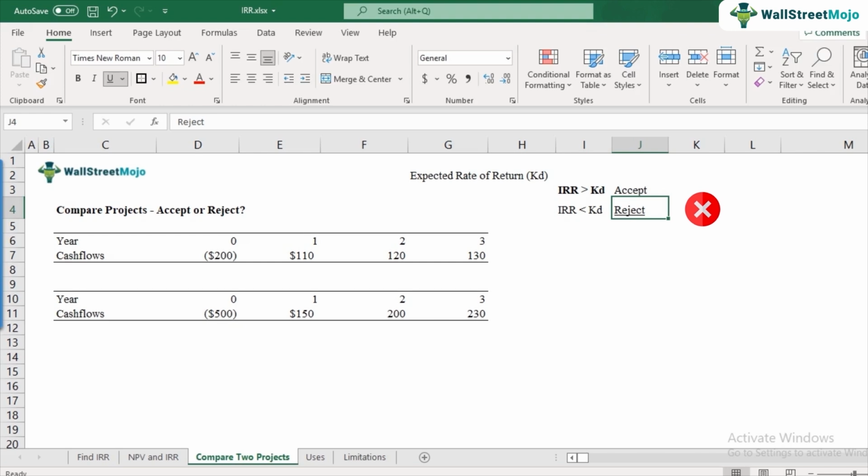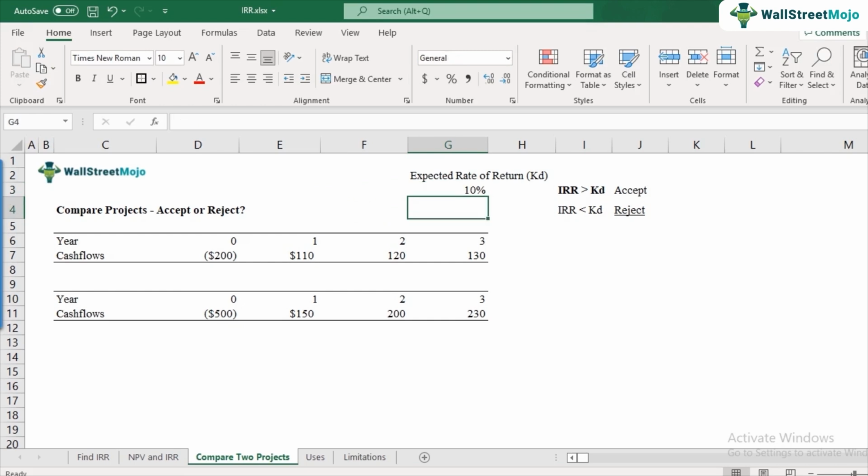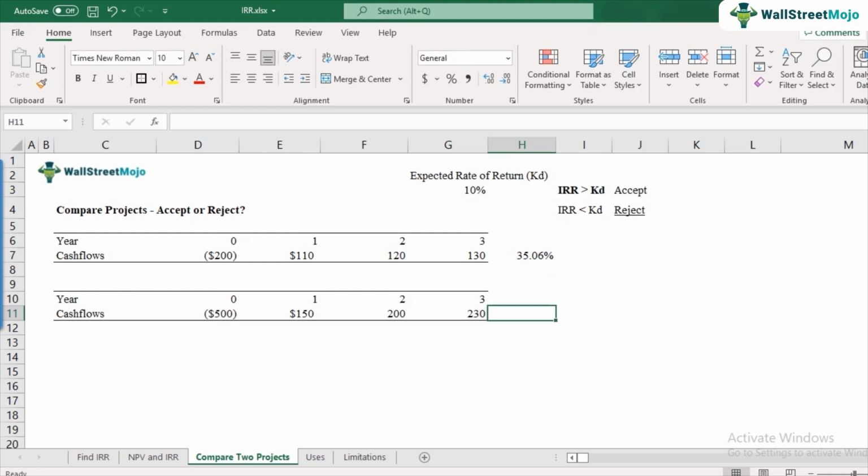So let's find out what happens in this case. But before we do that, we need to know what our expected rate of return is. Let's again randomly assume it is 10%. My expected rate of return in this example I've put in as 10%. So let's find out the IRR for both the cases and come to a conclusion of whether we should accept or reject. Here I'll use the formula IRR. Values are all the cash outflows and inflows, and then a guess, 5%. So we get 35.06% here.